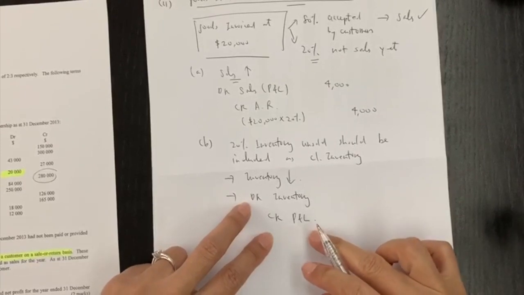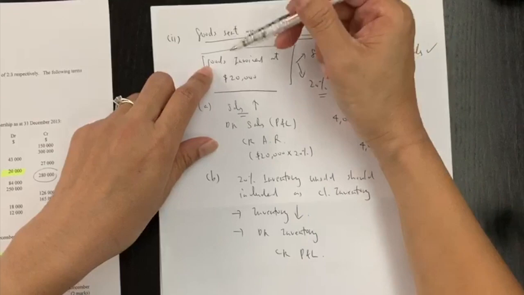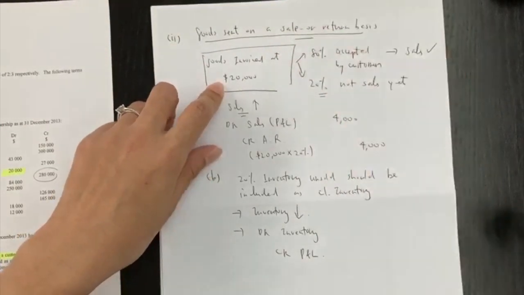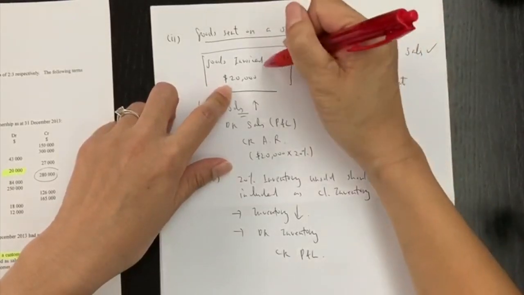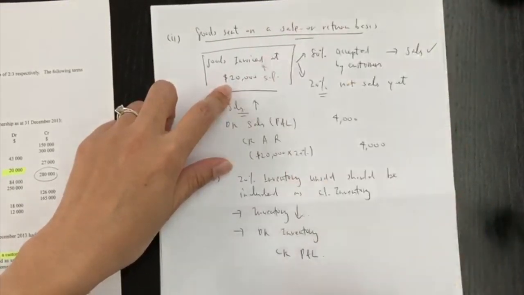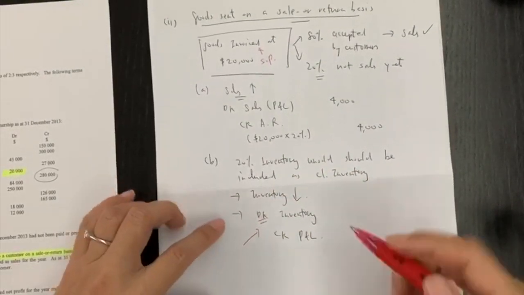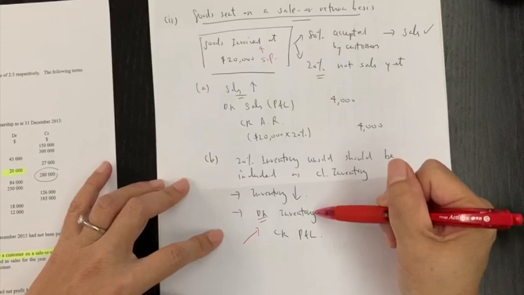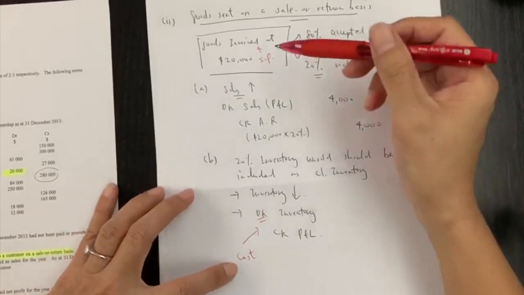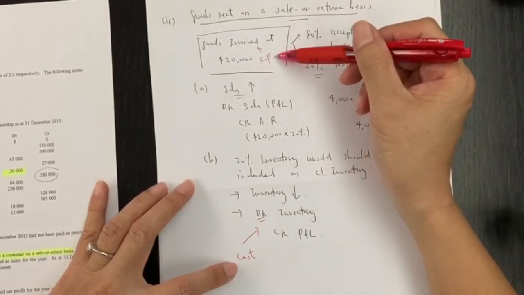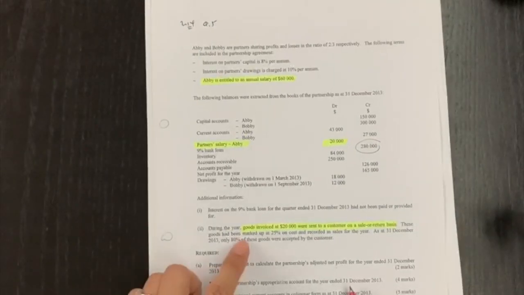Since closing inventory is too small, this will affect the profit and loss account as well. Now we need to do some calculation related to that, so be careful. What is the meaning of goods invoiced here? Let me get a red pen. Goods invoiced means it is at selling price. However, inventory in the profit and loss, and inventory as current assets in the statement of financial position, should always be at cost. So we need to convert the selling price back into cost.